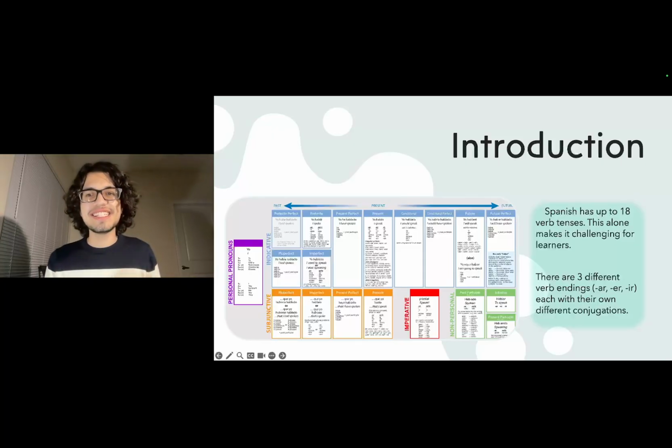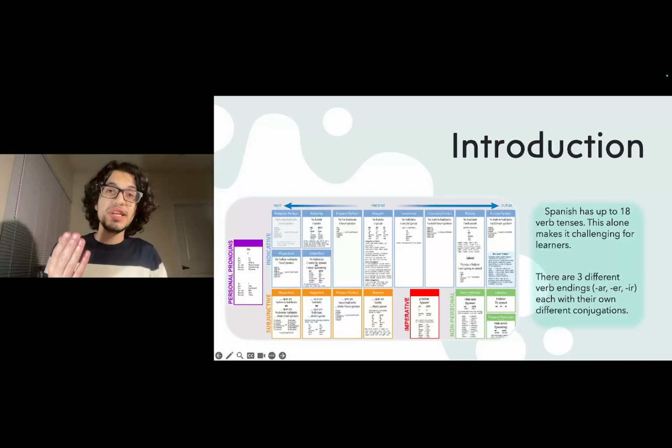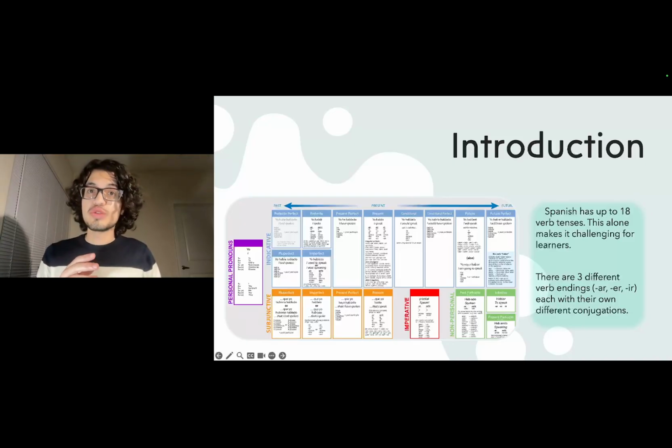Spanish has up to 18 verb tenses, which for new speakers learning the language is quite difficult to wrap their heads around, especially the dreaded Spanish subjunctive.